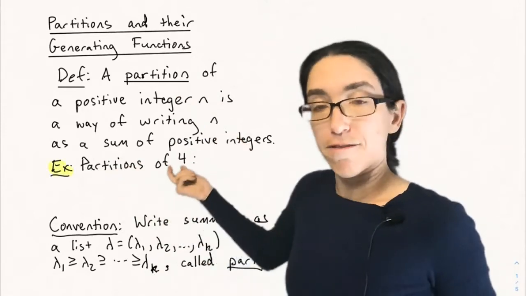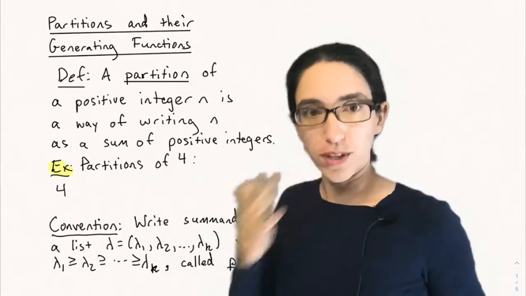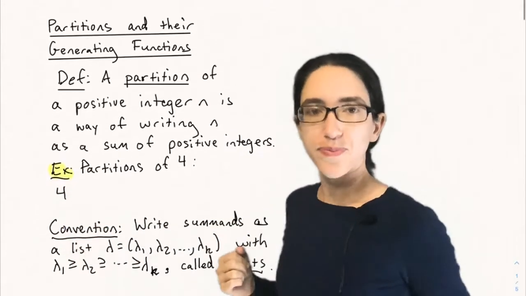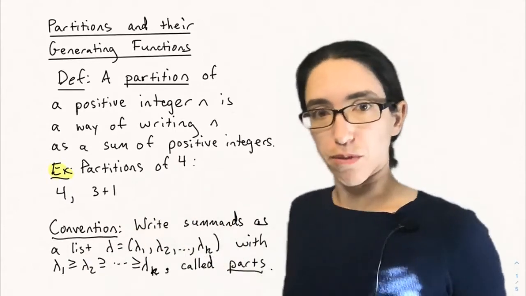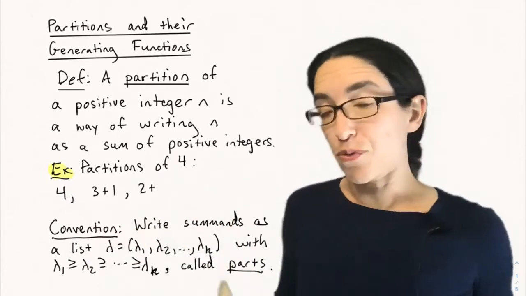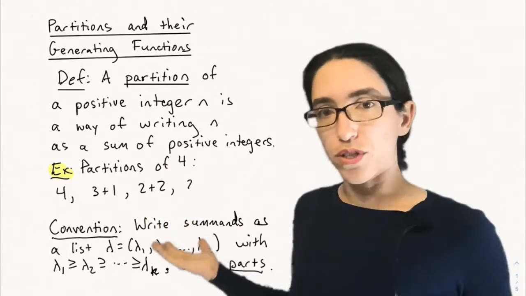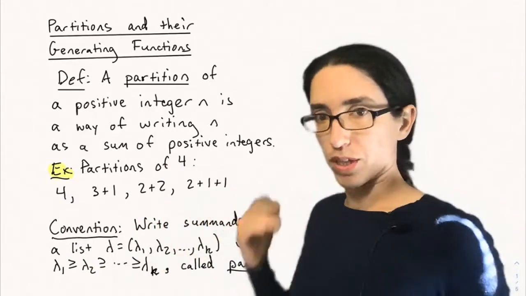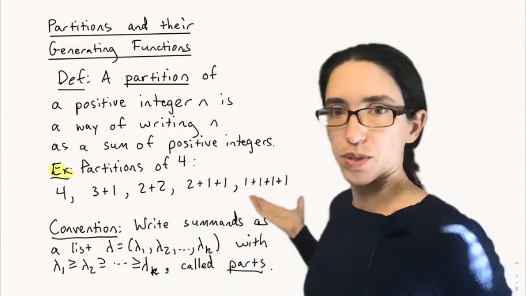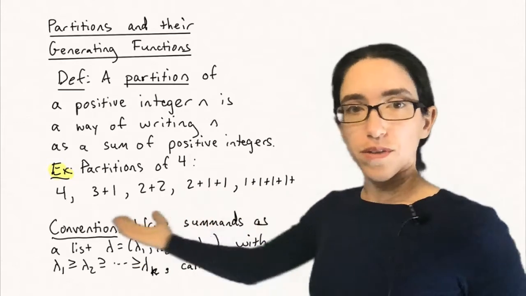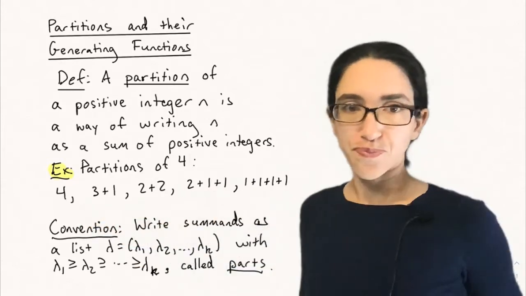You can just take 4 itself. That's one partition of 4 that just has one summand. But then you can also write it as, say, 3 plus 1. That's an example of a partition of 4. And you can write it as 2 plus 2. You can also have more than two numbers. You can say 2 plus 1 plus 1 or 1 plus 1 plus 1 plus 1. And those are the 5 partitions of 4.